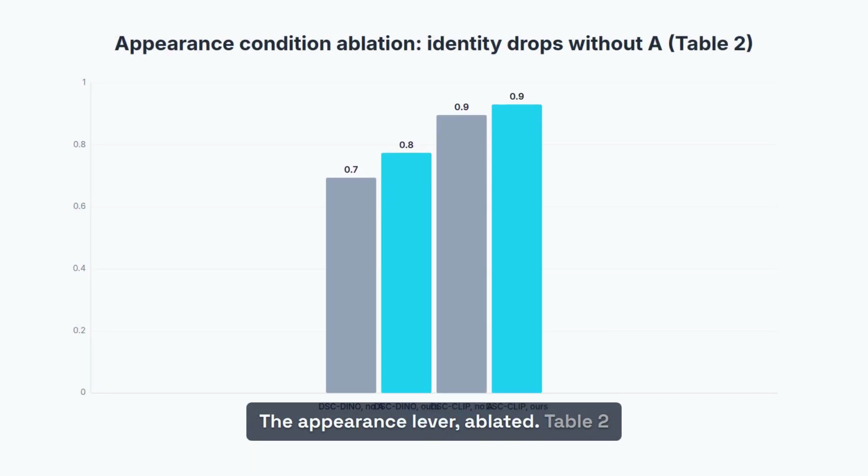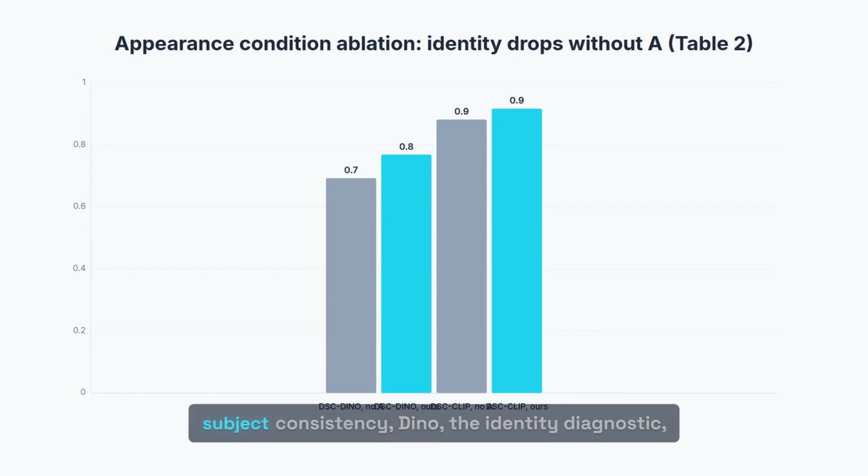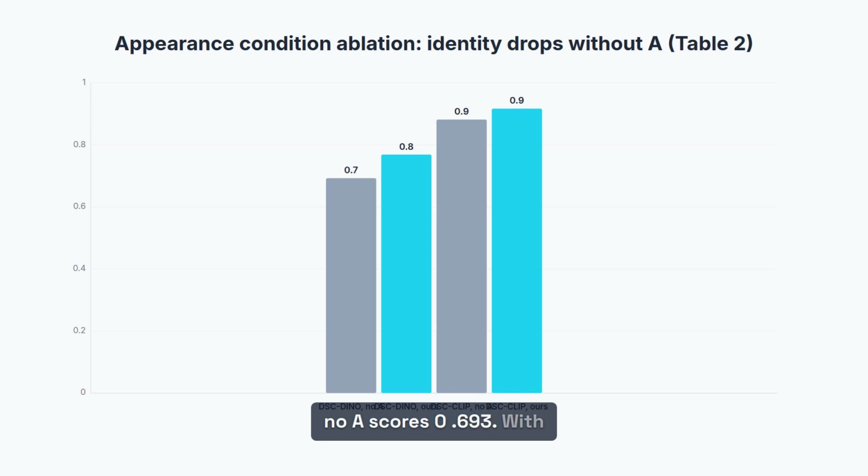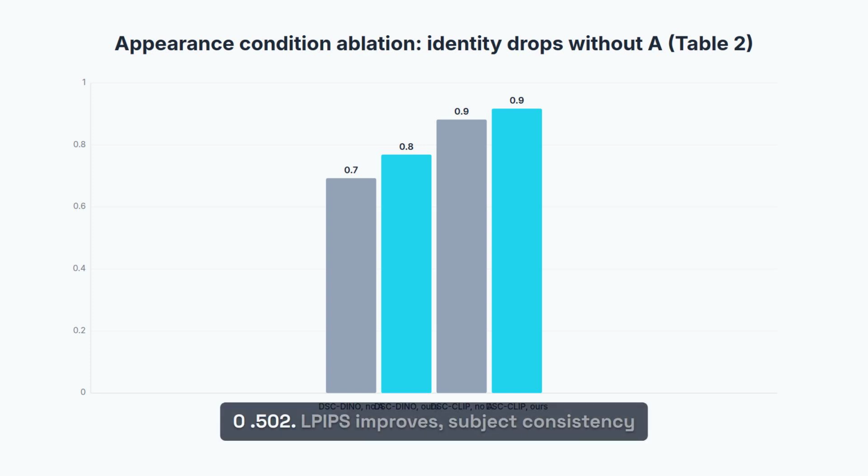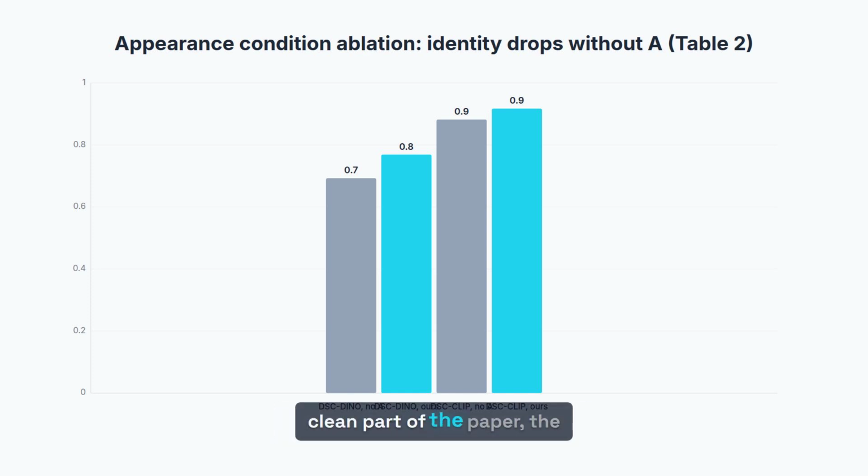The appearance lever, ablated. Table 2 removes the appearance condition A and watches every metric drop. On dynamic subject consistency, DINO, the identity diagnostic, no A scores 0.693. With A, 0.769, a 0.076 gain. PSNR climbs 16.76 to 18.13, SSIM 0.469 to 0.502. LPIPS improves, subject consistency improves, background consistency improves. 7 for 7. The appearance anchor is load-bearing, and this ablation is the clean part of the paper.